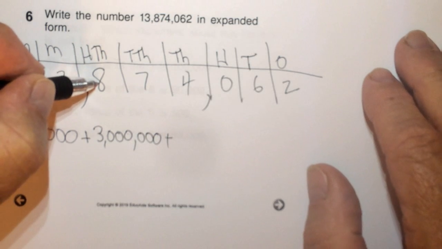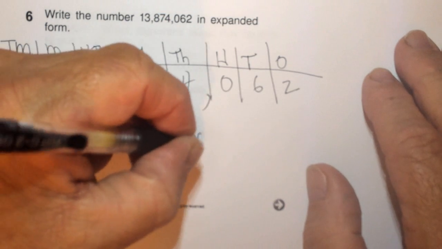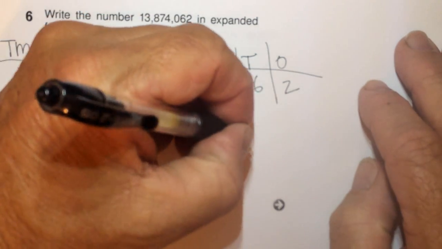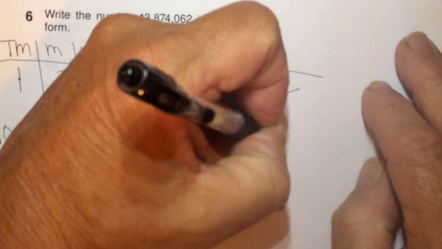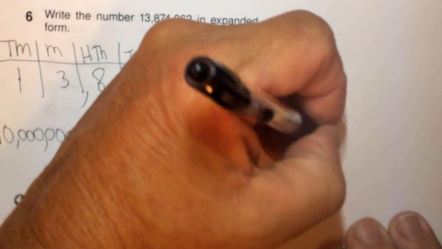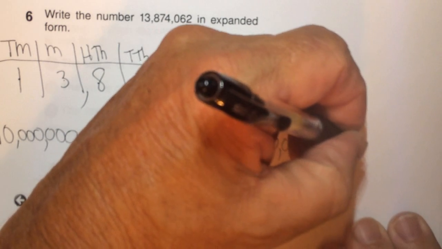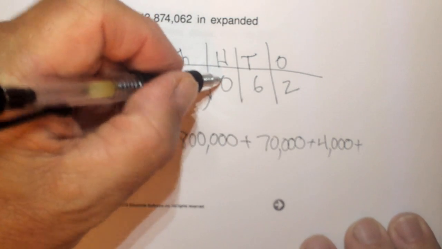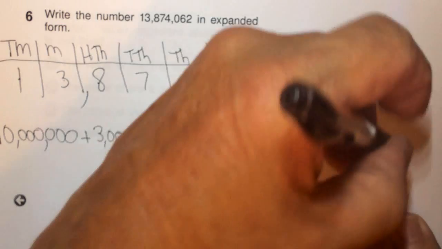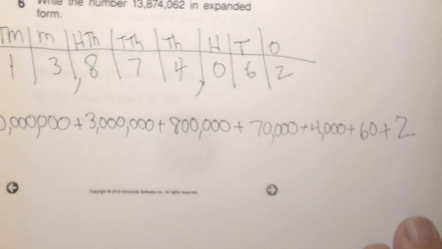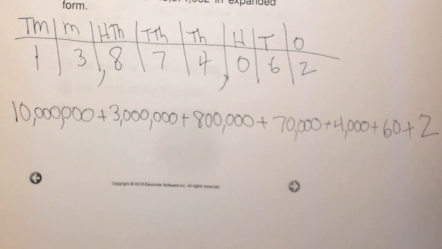This is 800,000. This is 70,000. This is 4,000. We don't have to add the 0 in there. This is 60. And this is 2. So we have completed our expanded form.